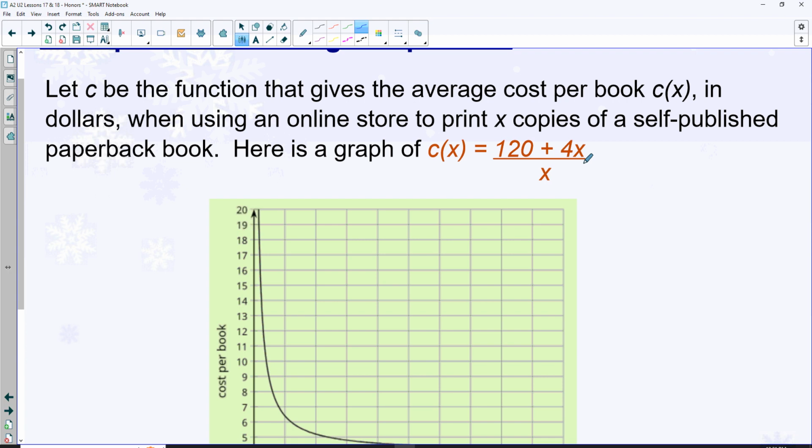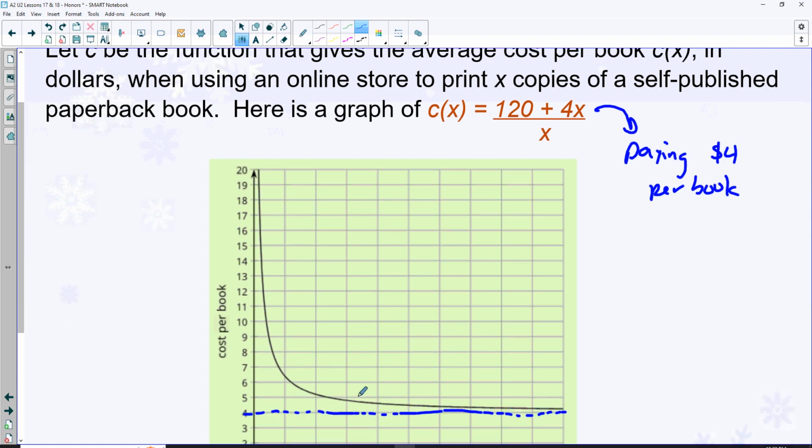And the reasoning for it is the 4x is telling us that we are paying $4 per book to print it. We're having to pay this other $120, right? This $120 is a flat fee. It's getting spread among all the books.